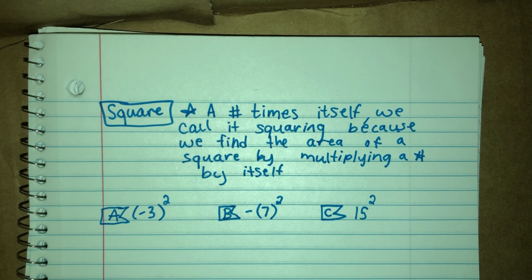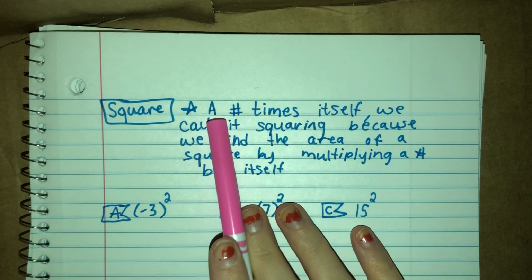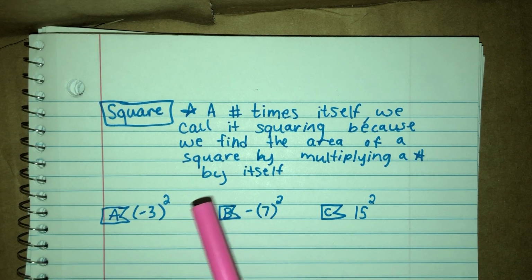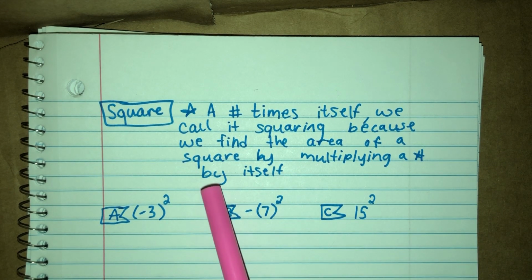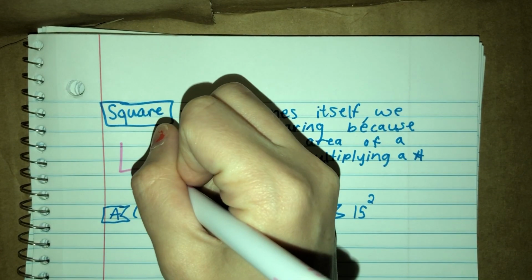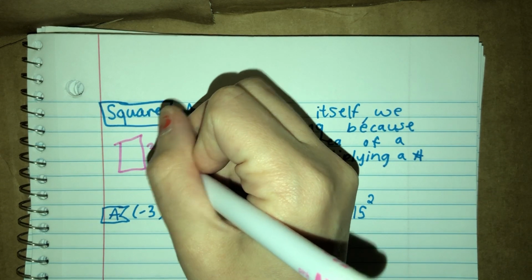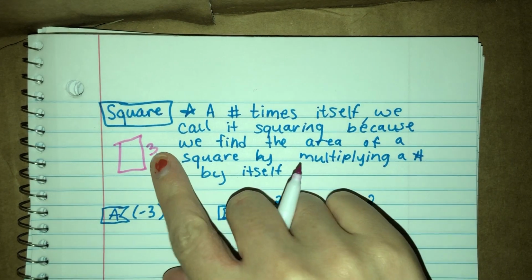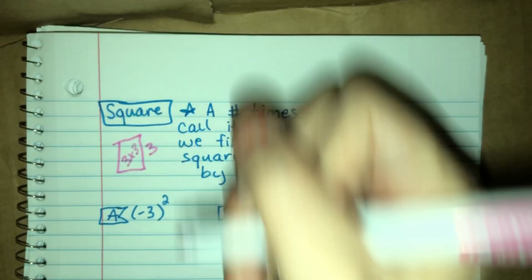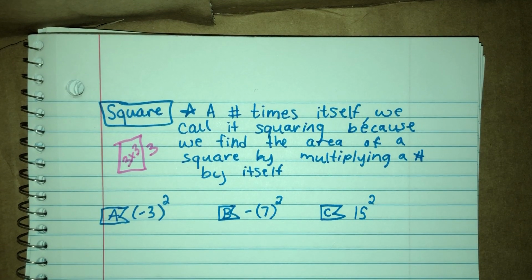All right, I'm going to show you how to do examples A, B, and C from the notes. Just a quick reminder, a square is a number times itself, and we call that a square because you find the area of a square by multiplying a number by itself. So just like if you had a square with a side length of 3, you would find the area of that square by doing 3 times 3, which is 9. So that's why we call it squaring a number.